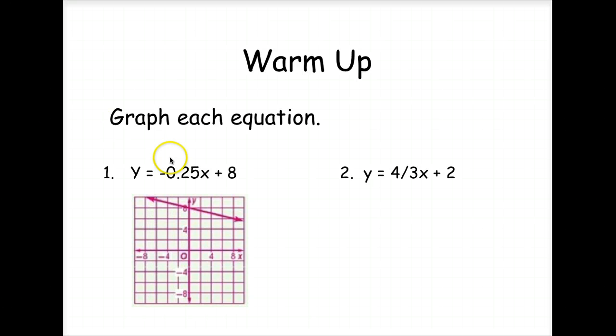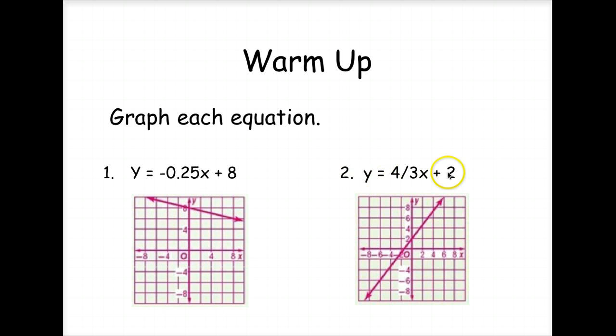Well, as you see, this one crosses the y-axis at a positive 8, and it has a negative slope of 1/4. So down 1/4. This one crosses the y-axis at 2, and it goes up 4/3. Now, it looks a little tricky, but notice that the scale is by 2 on this.